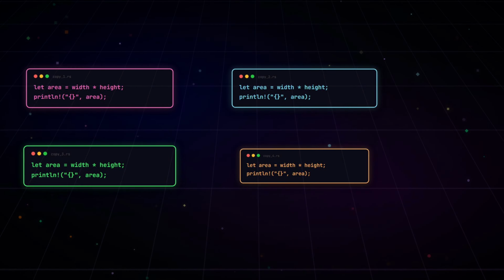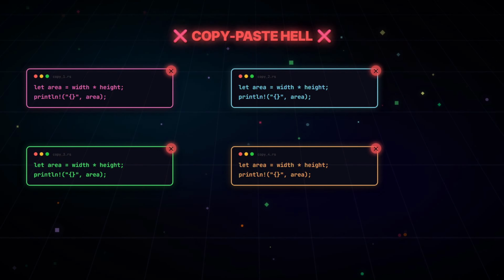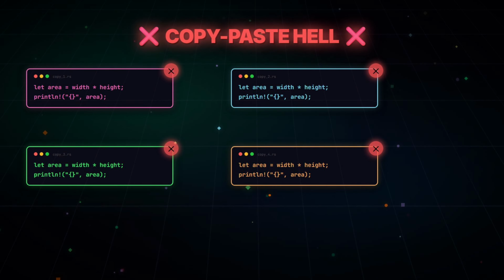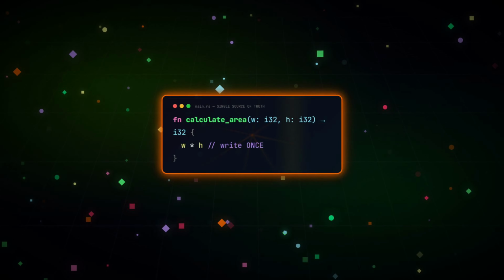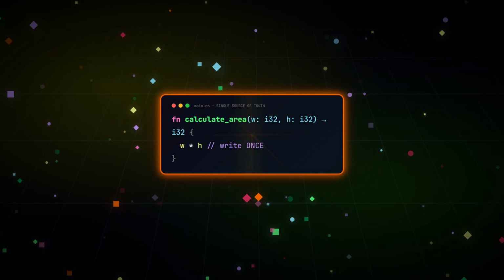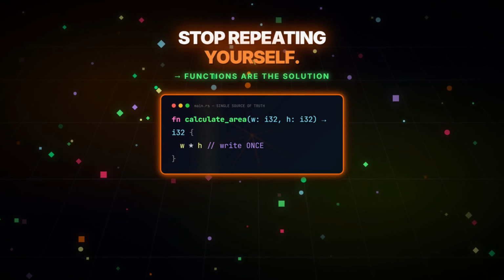Look at this, same code, 4 different files, all doing the exact same thing. Now one bug here, you've got the same bug in all 4 places. But what if you wrote it just once and reused it? That's exactly what functions do. Stop repeating yourself. A function is a reusable engine.